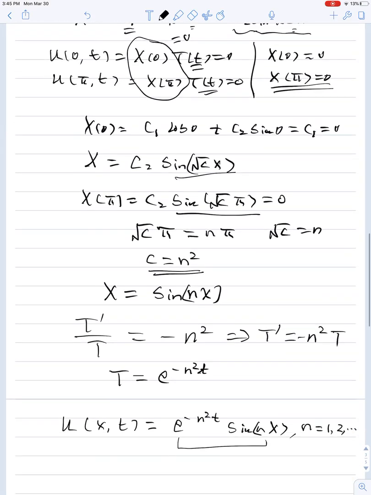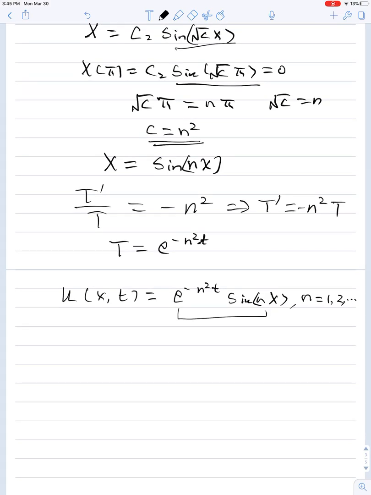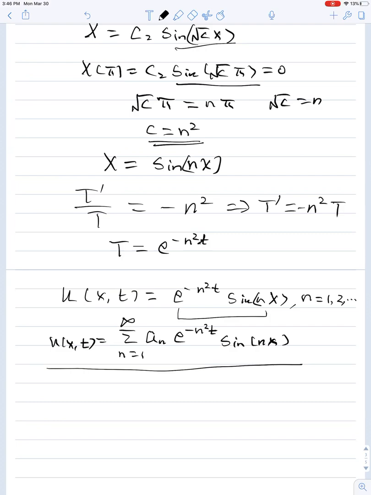To do that, Fourier's idea is that each of these is a solution, so a linear combination of these, a_n e to the negative n squared t sine n x, would also be a solution. For a finite sum, it would also be a solution. But what is interesting is that even an infinite sum would also be a solution. Then we need to find a solution in this form that would satisfy the initial condition as well.